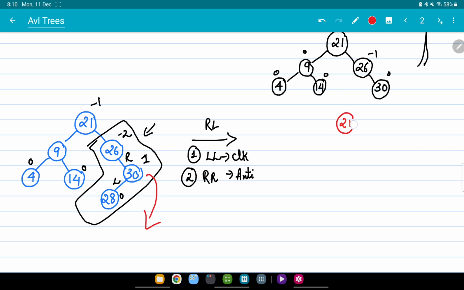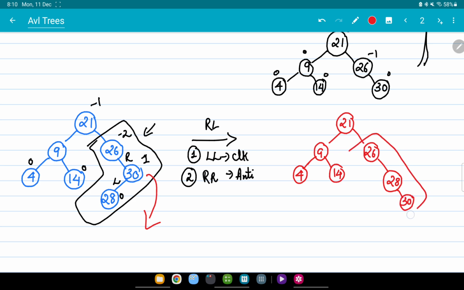So what happens is 21, now left side will be as it is. There is nothing to touch over there. Don't try to mess with the left side because it is completely okay. On the right side you have 26 and then when you perform LL, that is clockwise direction rotation, this 28 gets attached directly and 30 will come onto the bottom. So you have performed the clockwise rotation on this part. Okay, so the clockwise rotation side is performed.